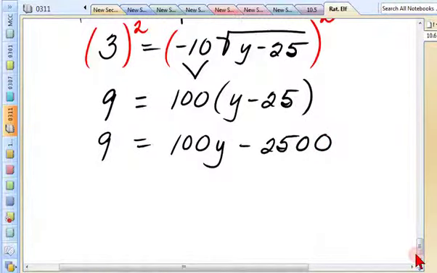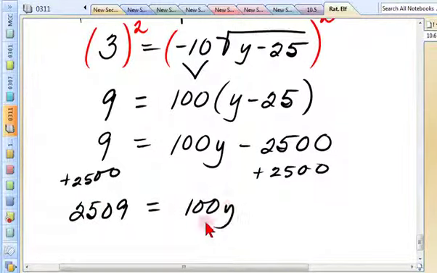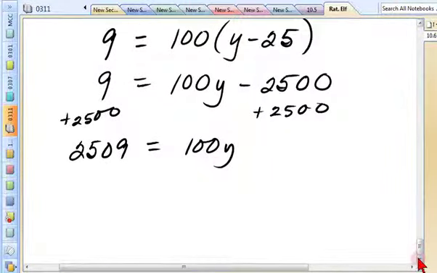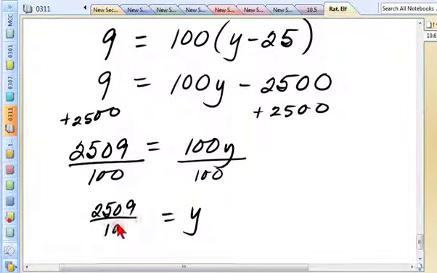I'm going to add 2500 to both sides. So I have 2509 is equal to 100y. Okay, both sides, and I don't believe 100 goes in there evenly, so I'm going to leave it as 2509 over 100. Are you excited about checking that? I am.